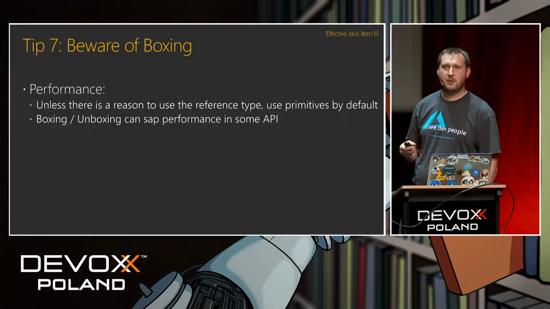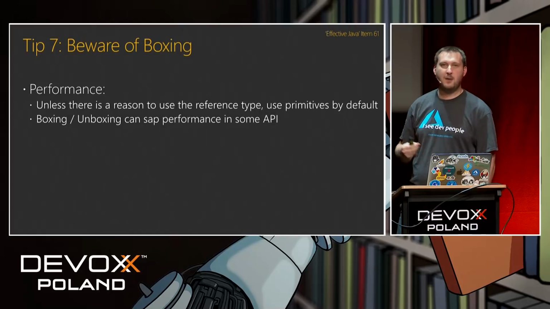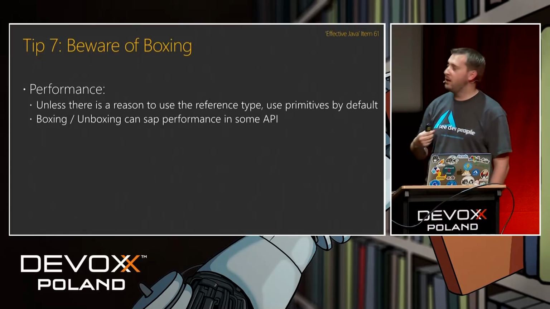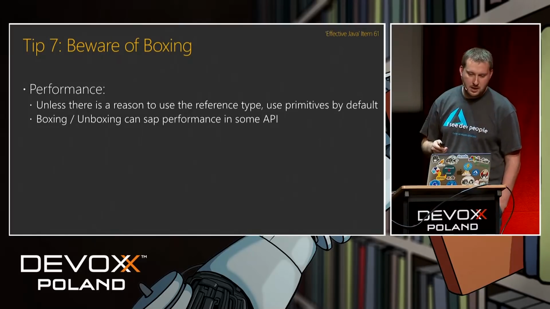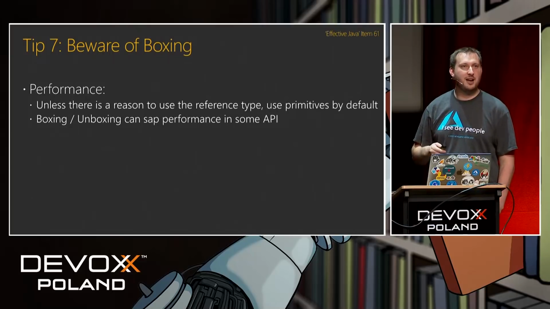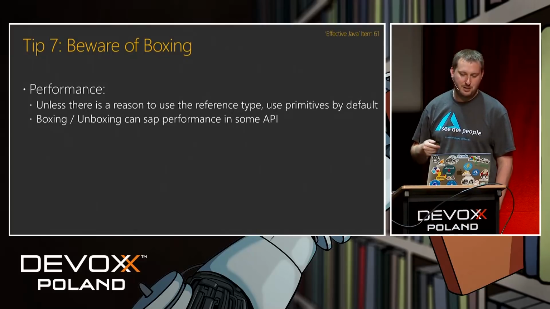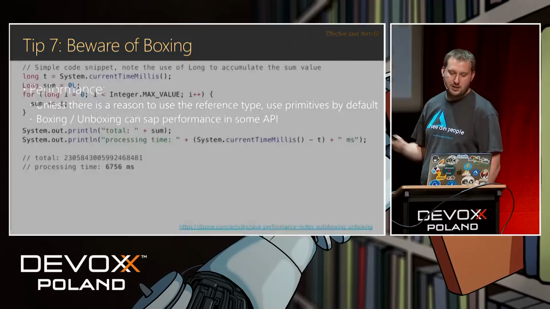Obviously, there's a performance impact as well. Reference types cost more in memory than primitive types. So unless there is a reason to use reference types, it's probably better not to. Just use the primitive types by default. So here's a really quick code sample.